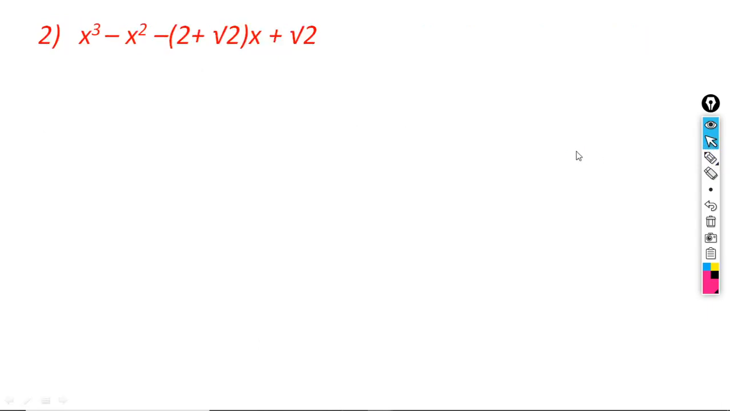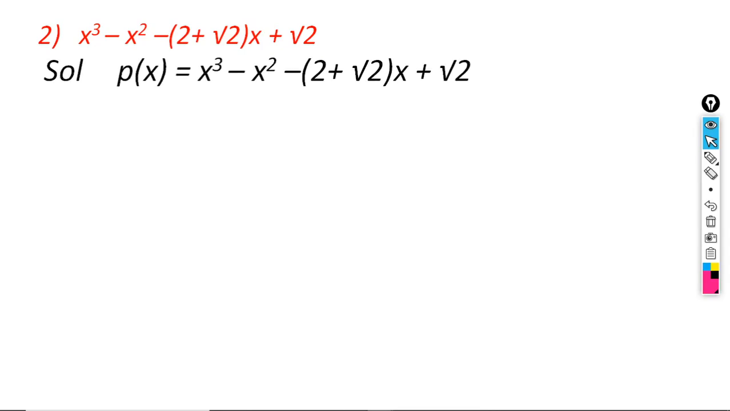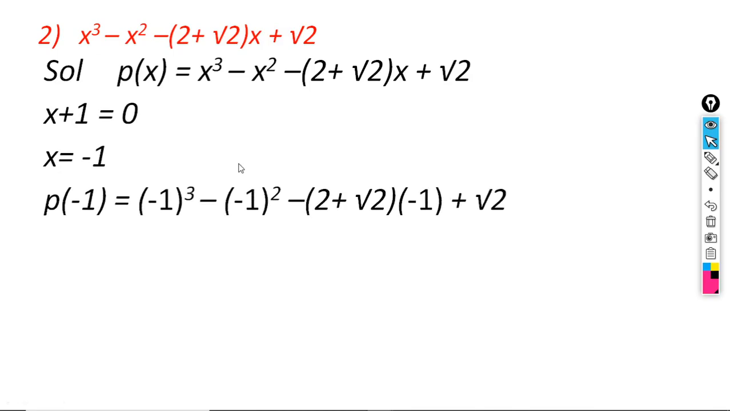Now this is another problem. We want to check whether x plus 1 is a factor or not. The process is the same: considering the polynomial p of x, substituting x plus 1 equal to 0, finding x from here, x equals minus 1. We get p of minus 1, which equals minus 1 cube, substituting the value of x as minus 1 in this polynomial.